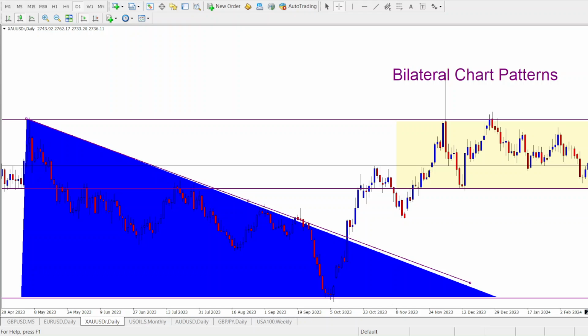All right. Understanding and utilizing bilateral chart patterns can significantly improve your trading performance. Remember, the key is to stay patient and wait for confirmation before making your move.